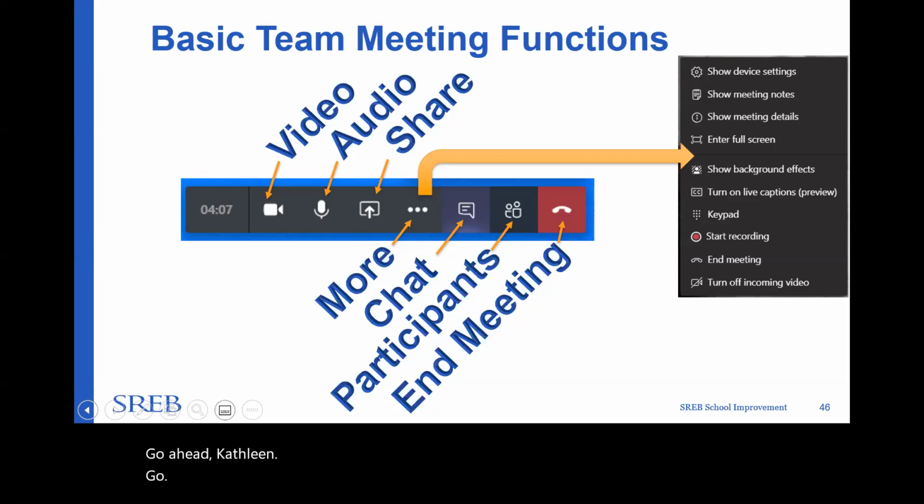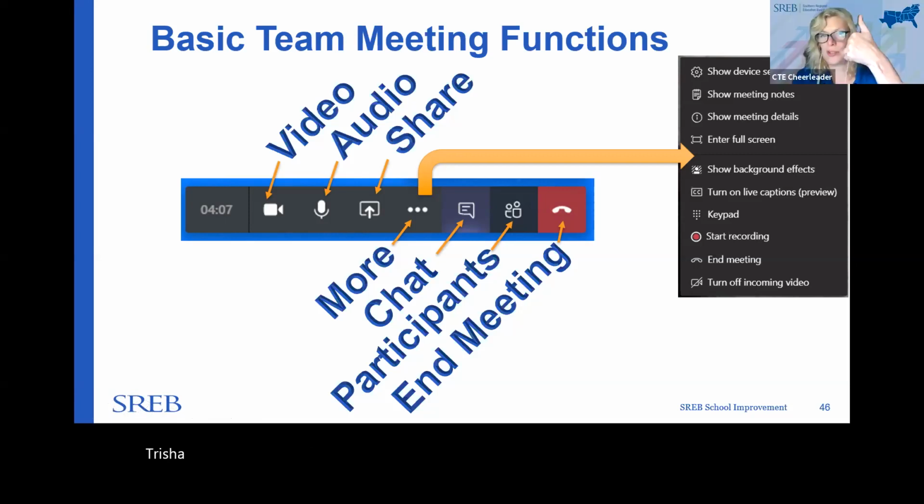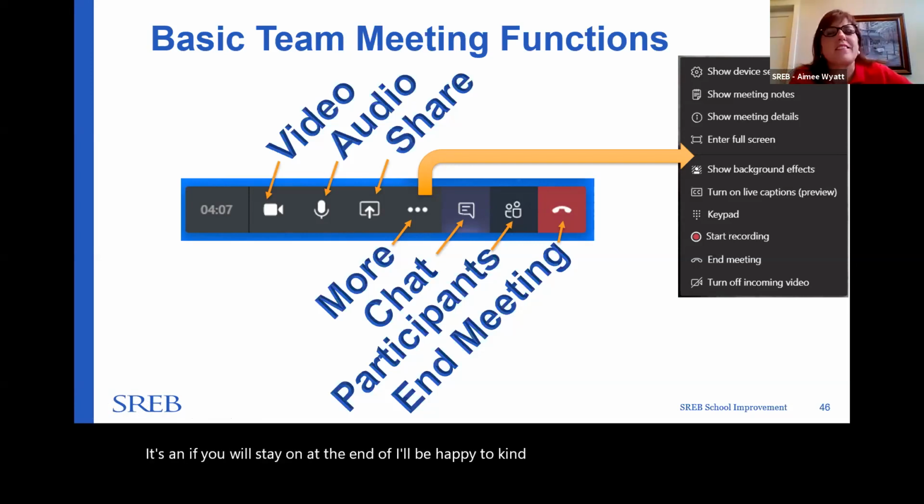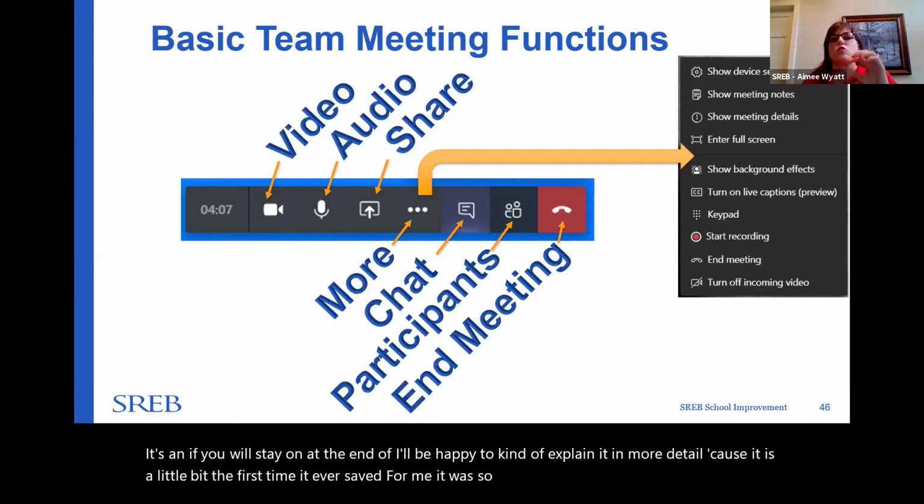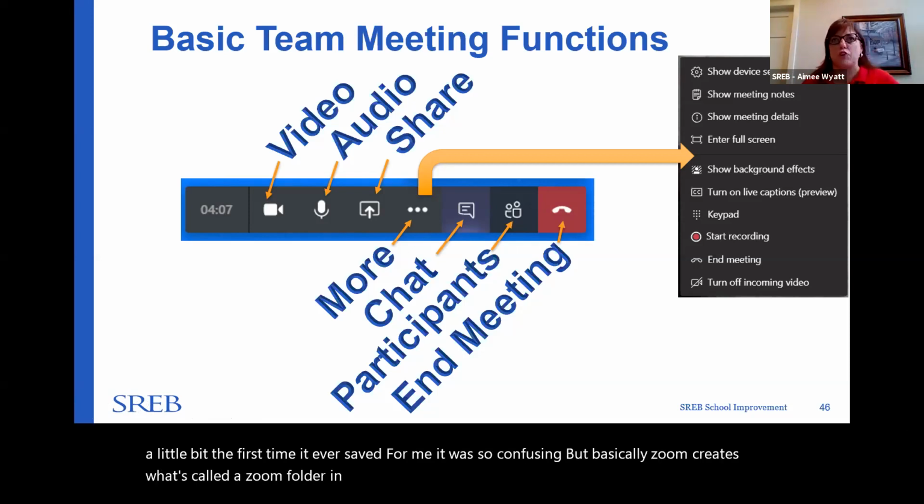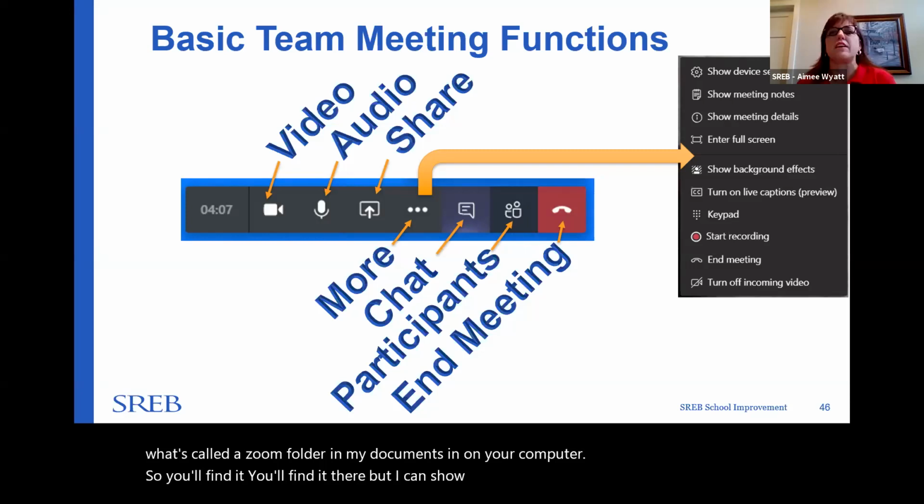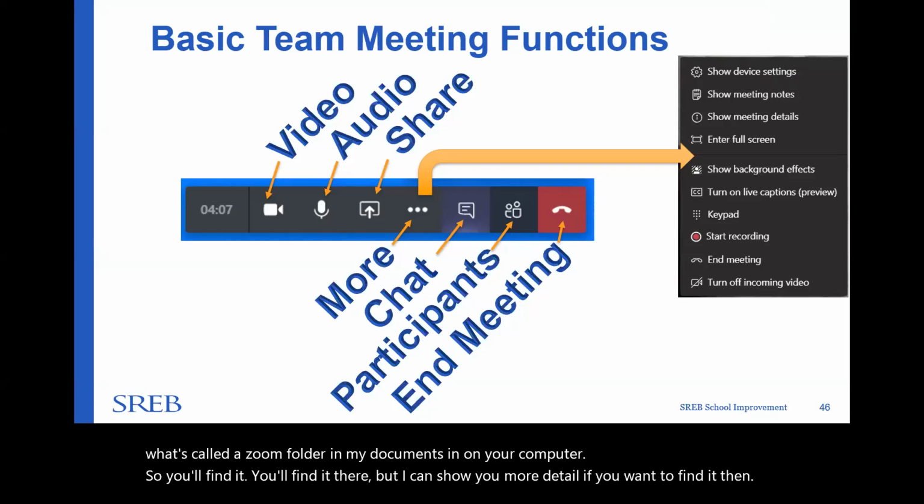Hi. Well, this is actually going back to the annotate and that save option. If we do select save, where does it save? Good question. If you will stay on at the end of this, I'll be happy to explain it in more detail, because the first time it ever saved for me, it was so confusing. But basically, Zoom creates what's called a Zoom folder in My Documents on your computer. So you'll find it there, but I can show you in more detail if you want to find it then.